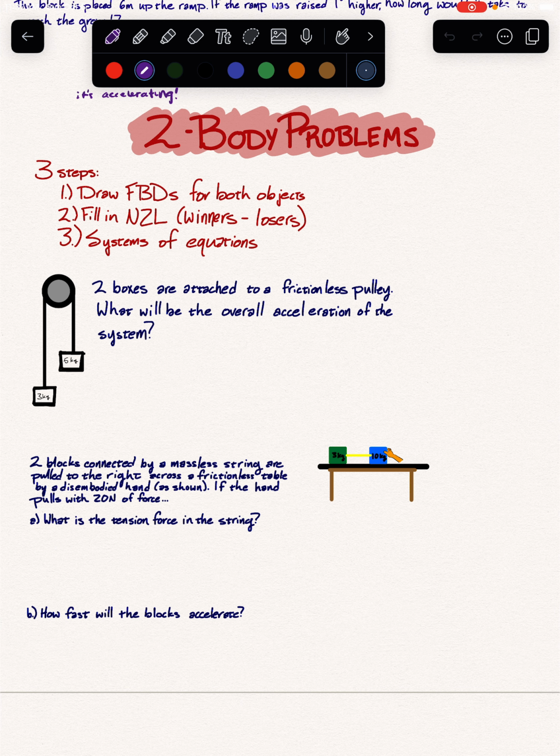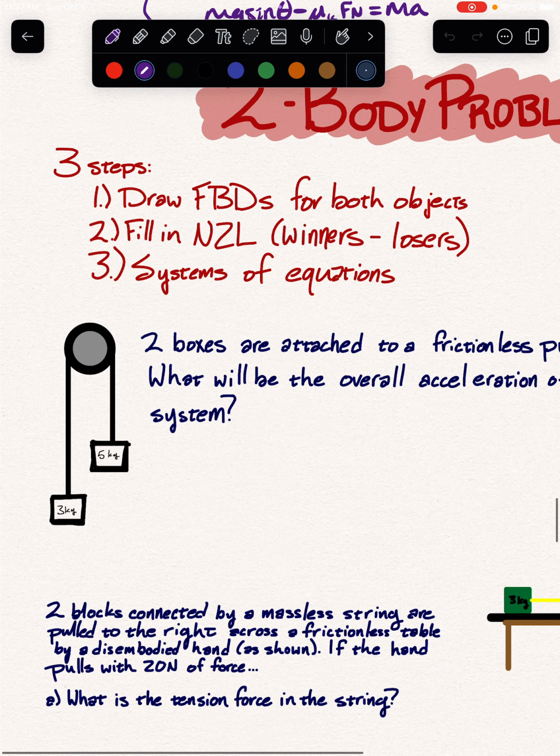So this is the last thing that we're gonna learn for this unit. It is the two body problems. So these are the kinds of questions where we have more than one object. So the steps are going to be pretty similar. You're still going to be drawing your free body diagrams for both of the objects this time. That's really important. And then we're doing the Newton's second law, winners minus losers. And you'll be writing and solving the systems of equations like we were before.